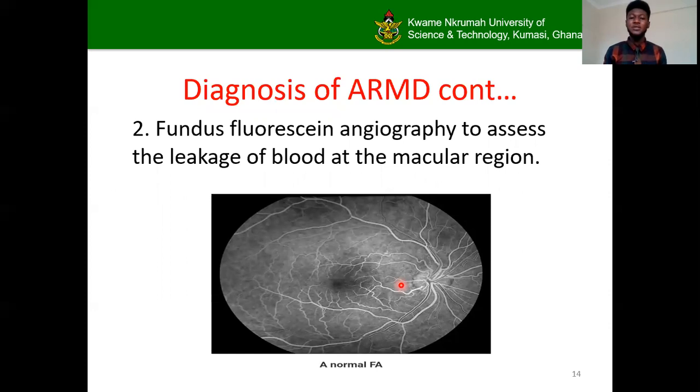Now, secondly, how can I diagnose AMD? By fundus fluorescein angiography to assess the leakage of blood at the macular region. Fluorescein is given into the vein intravenously and it goes to various vessels. And since we have vessels at the back of the eye, it goes there. If you're having any leakage, in case of wet AMD, you're going to see this kind of leakage. Now, this is a normal fundus angiography here. There's nothing wrong with the vessels at the level of the retina.